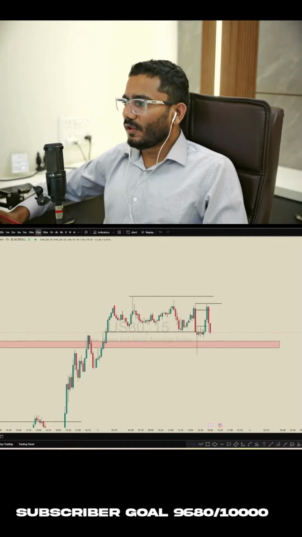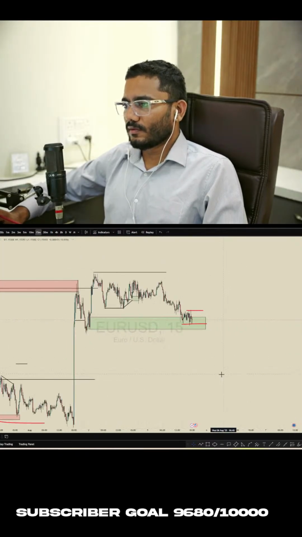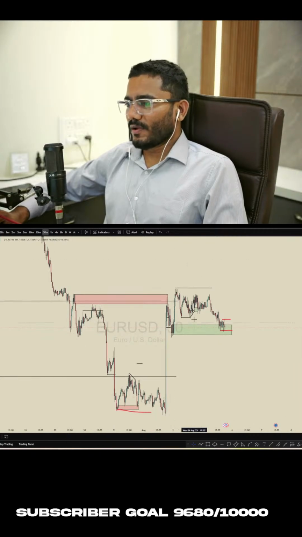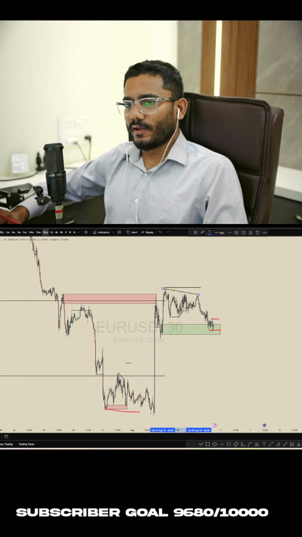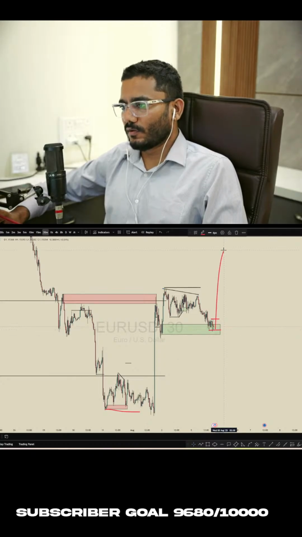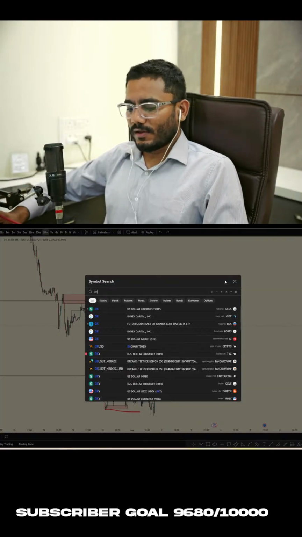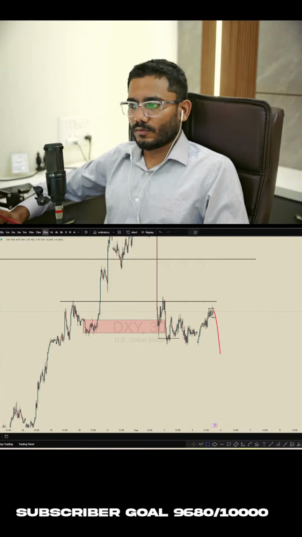Same on EU also, I'm looking for the same. But if this zone breaks, and I don't think price will just break this, it will sweep all this liquidity and then continue downside. So it should continue sweeping this liquidity. That's why on DXY also, you can see there is this order block.